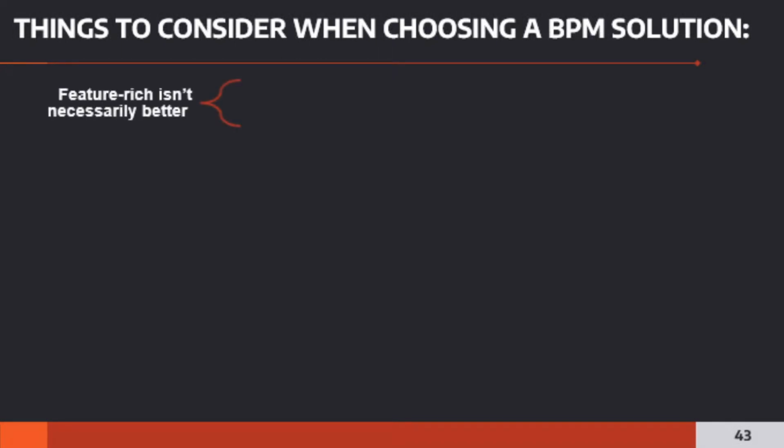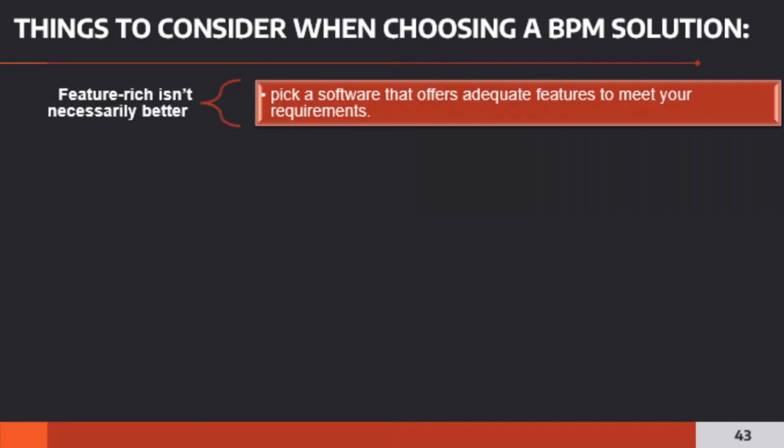Number 1, feature rich isn't necessarily better. Why? Well, if you pick a software that offers adequate features to meet your requirements, that's better. You don't have to choose a system with so many features that you will be only using 1 or 2 of them, so that you can address your issues in the business. It's like overestimation of your requirements. Okay, so you buy so many features.